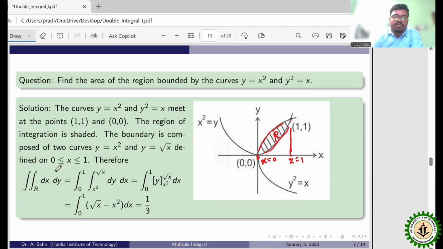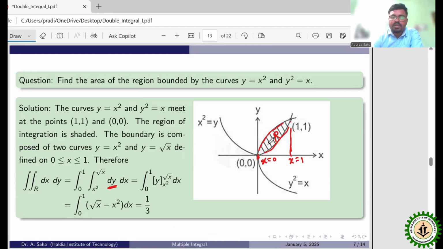And from the previous property we know that when f of x, y equals 1, then the double integration over R of dx dy gives the area of the region R. So here this is the region. Here first we put dy, so we have to write the limit of y here. Now how to find the limit of y here?